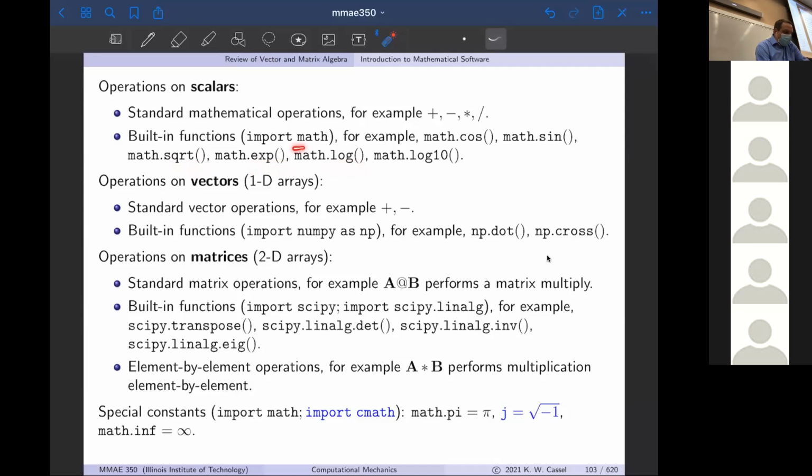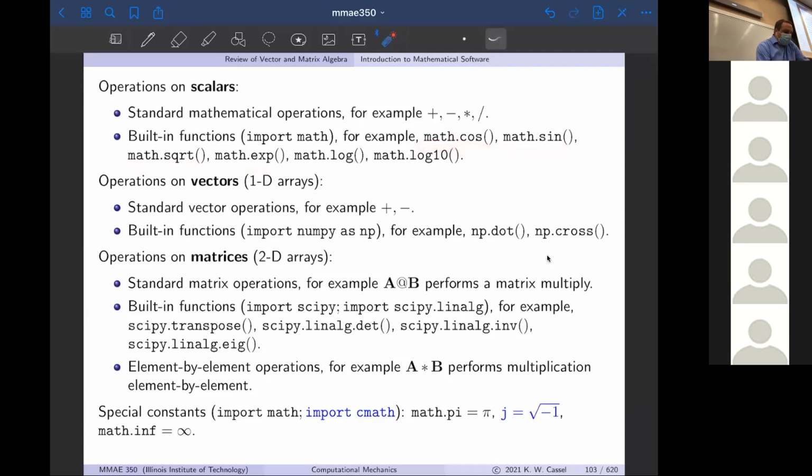So they wrote a package called math. When you're doing Python, you have to import the math package. And then you have access to all these math functions: sine, cosine, square root, exponentials, just like anything else. You have the name of the package, dot, the function that you want.